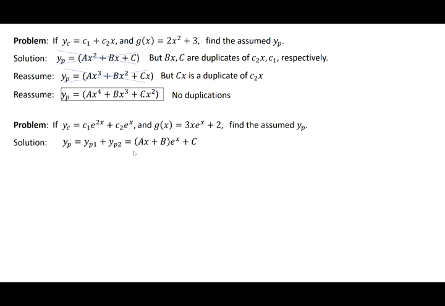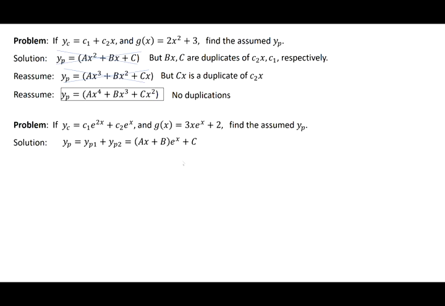Are there any duplications? So we have ax e to the x. Is that a duplication? No, this is a constant e to the 2x. This is a constant e to the x. This is not a constant x e to the x. So no problem with ax e to the x. But we have a plus b e to the x. That's a duplication with c2 e to the x. Right? C, there is no constant. So there is no problem with C. The only problem is with this b e to the x.